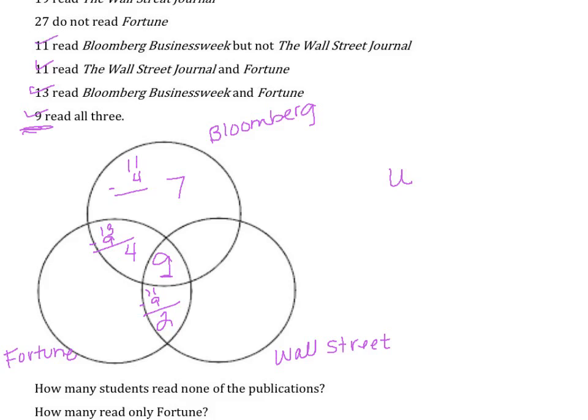We also have 27 who do not read Fortune at all. We have 27 who do not read Fortune, which means that if they don't read Fortune, they could read Bloomberg or Wall Street. So we can use that to take into consideration the Wall Street here. So if we have a total of 77 students and we subtract the 27 who don't read Fortune, we end up with 50. But we have to take into consideration the 4, the 9, and the 2. So we'll subtract 4, 9, and 2, and there will be 35 who only read Fortune.